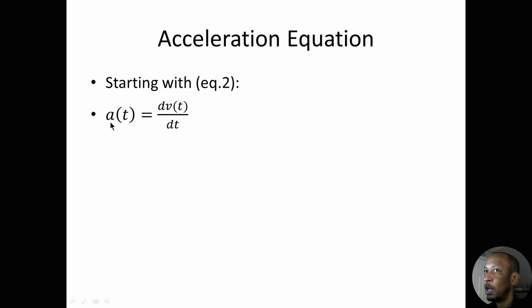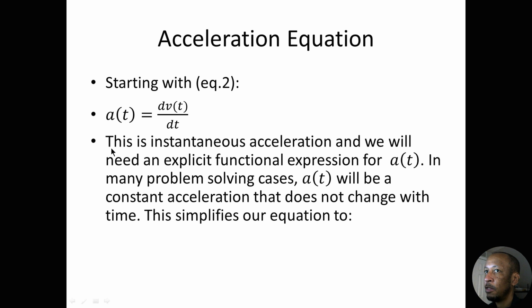And so I have a of t equals dv of t dt. Now this is an instantaneous acceleration, and we will need an explicit functional expression for a of t. In many problem-solving cases, a of t will be a constant acceleration that does not change with time. This simplifies our equation to a equals dv of t dt. So as you notice here, a is a constant, whereas here it's not a constant, it's instantaneous acceleration.